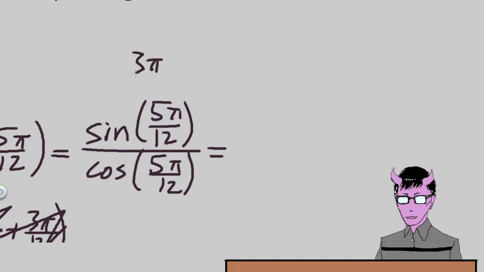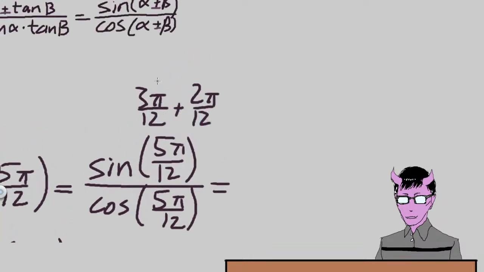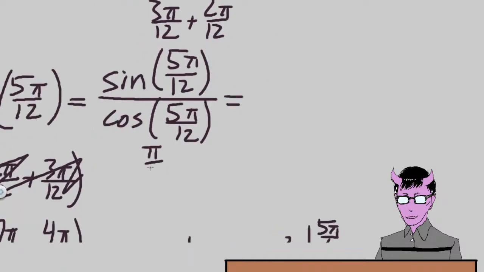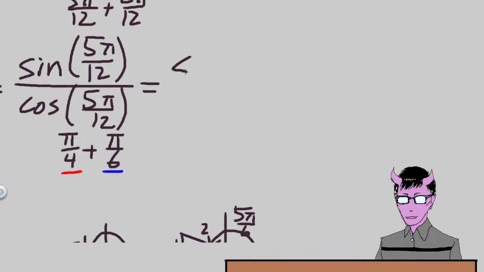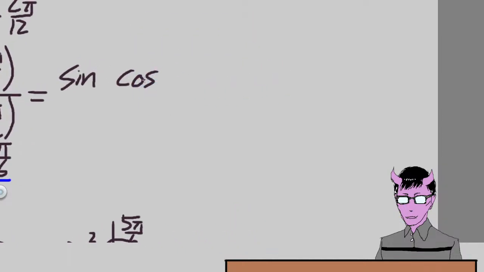So it's 3 pi over 12 plus 2 pi over 12, which will simplify into pi over 4 plus pi over 6. That's going to be term number 1 and term number 2 with a plus between those two. So sine will keep the same sign. But we have to mix up the trig functions. Sine, cosine, cosine, sine. Minus.